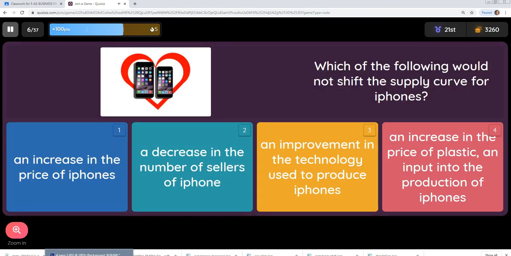Which of the following would not shift the supply curve for iPhone? So we're talking about supply curve either moving to the left or the right. And let's see what we have here. An increase in the price of iPhones. A decrease in the number of sellers, an improvement in technology. An increase in the price of plastics. Oh, right. So here's the deal here.